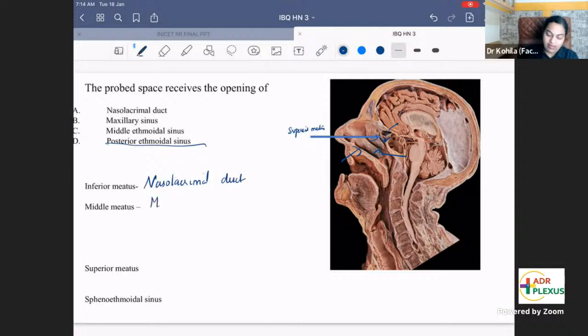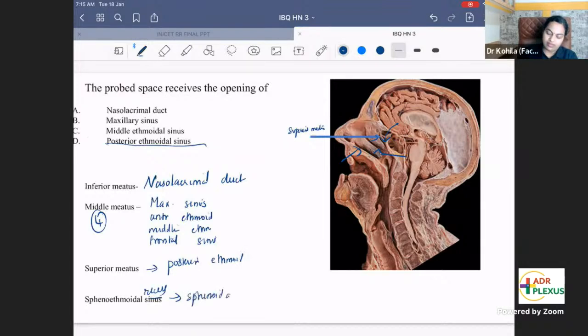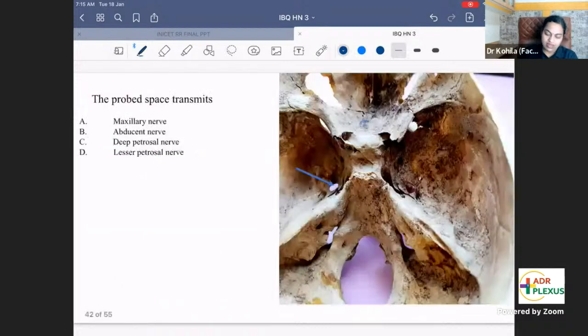Middle meatus, maxillary sinus. Then you have the hiatus into which the anterior ethmoidal sinus will open. On the surface of the bulla will be middle ethmoidal, and high up frontal sinus. Okay. Four structures opening into middle meatus. Superior meatus will receive the opening of posterior ethmoidal. Sphenoethmoidal recess will receive the opening of sphenoidal sinus. Is that okay? Yeah, the last one here, the probe space transmits. Easy? Previous slide.